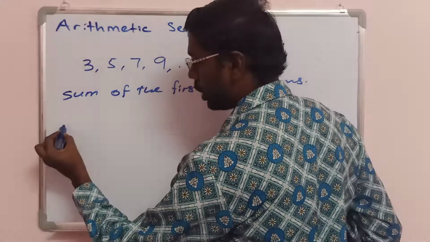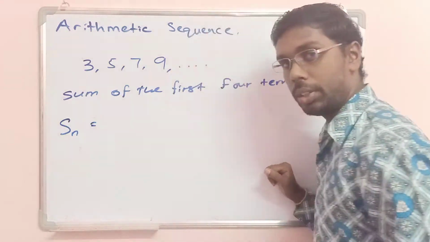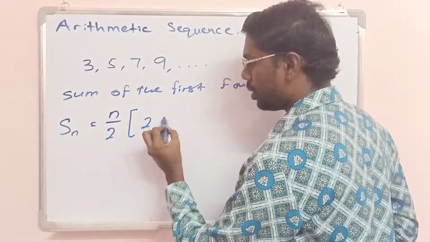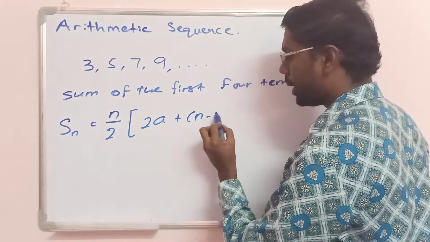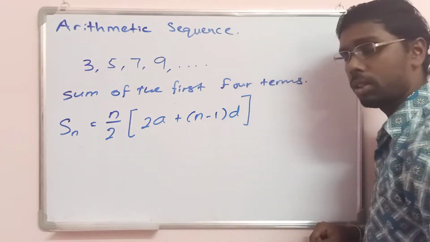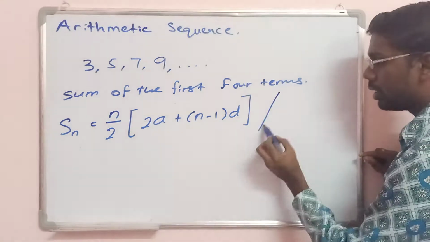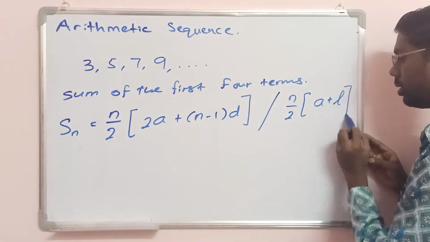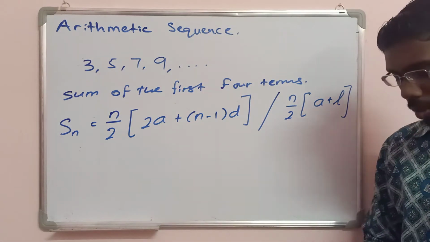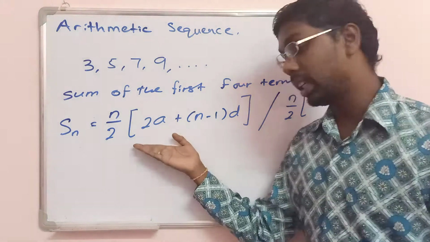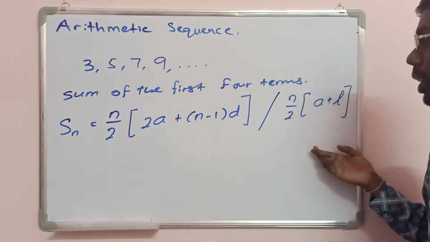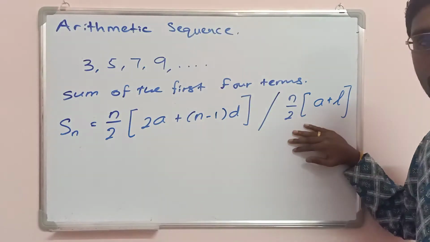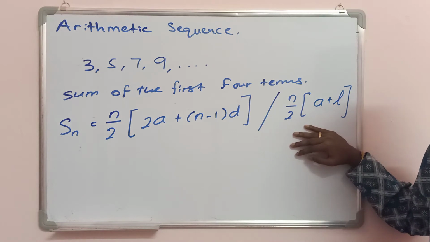The formula is Sn equals n over 2 times (2a plus (n minus 1)d). Or there's another formula, Sn equals n over 2 times (a plus l). If you ask me what is the difference between this formula and this formula, actually, both of them are the same, where the second formula is useful when we know the last term.